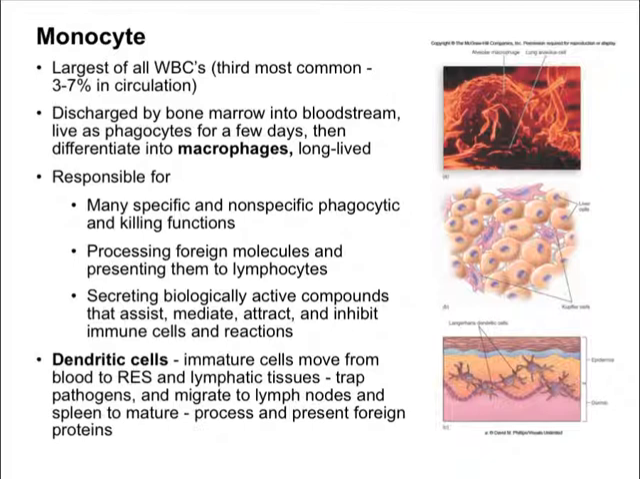Now, another form of monocyte are the dendritic cells. The immature dendritic cells move up from the RES, or the reticuloendothelial system, and the lymphatic tissues. Here they trap pathogens, and then they migrate back to the lymph nodes and the spleen, where they become mature. In the lymph nodes and the spleen, they're now able to process and present foreign proteins so that other cells can become educated as to what are foreign particles. Again, involved in the third line of defense, so the topic of the next chapter. So there are two types of monocytes, macrophages and dendritic cells.